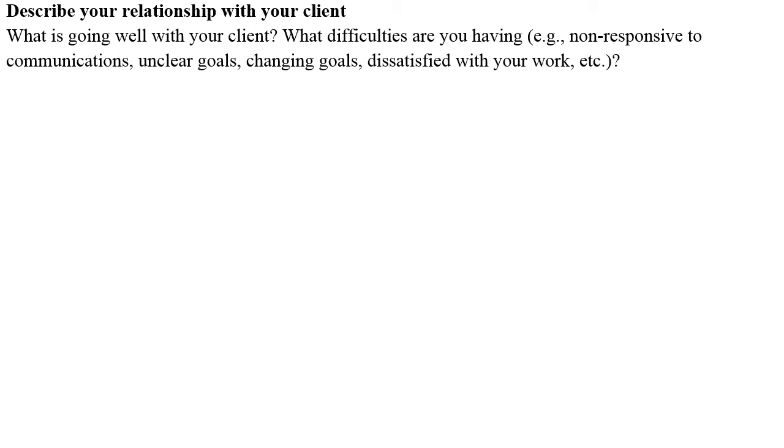So some things that students tend to have trouble with their clients is maybe they're non-responsive, so they're not answering your emails, they're not getting back to your phone calls. What do you do? Maybe they don't give you clear enough goals. They don't give you direction, and so you don't know what to do. Or maybe they give you goals and then they keep changing them week to week. And what do you do there? Maybe they're not happy with your work and you don't know how to make it better. You don't know what they want. I want to hear these things. And of course, at the top of the paragraph is an action header, one sentence that sums up your relationship with your client.